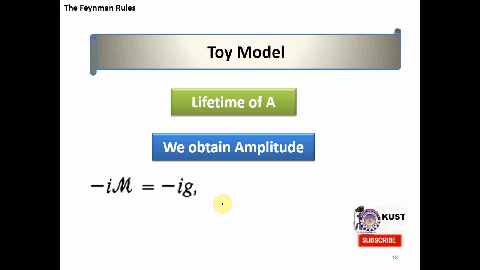So then we obtain the amplitude, because our amplitude is not just one coupling constant, and our amplitude, minus Im, will be equal to minus Ig. So from this we know that M is equal to g. You have seen that in this simple example of the toy model with three particles, that is particles A, B, C, we have calculated the amplitude with the help of first drawing the Feynman diagram and then doing the Feynman calculus, and M comes out to be equal to g.